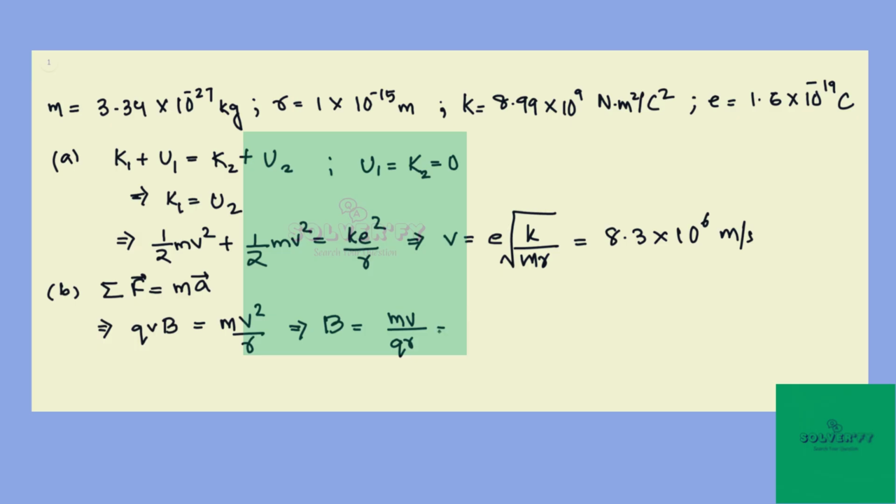And we solve this using the value of velocity we found over here, and we get this magnetic field to be 0.14 Tesla.